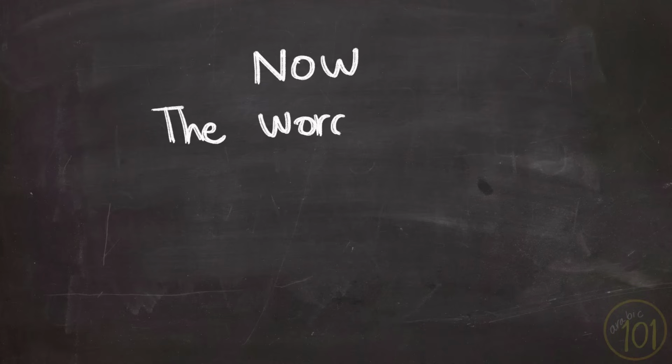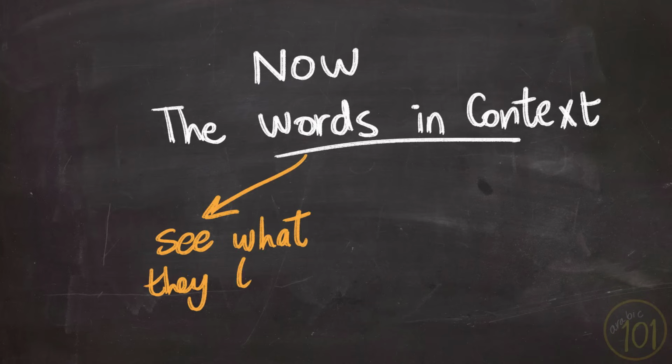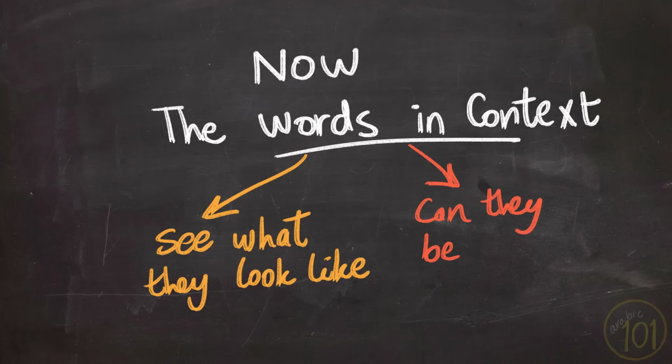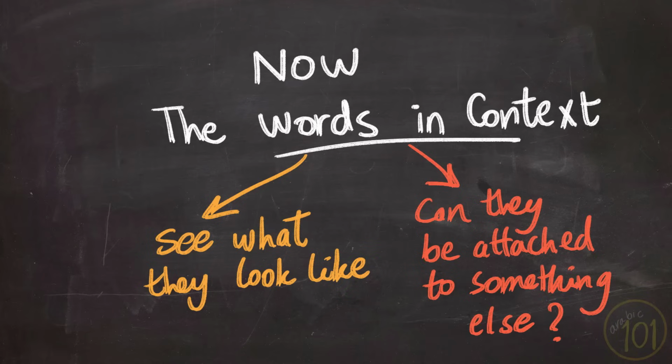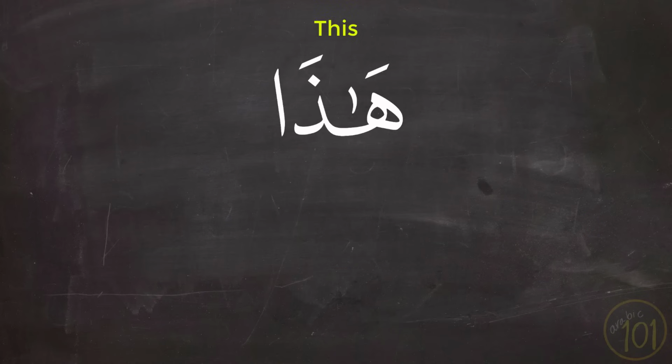Now let's look at these words one more time, but this time is gonna be in the Quranic context. The purpose of doing this is to show you how the word looks in an ayah and see what it looks like when it is attached to something else. And of course, it will be the first time you will make sense of your first words in the Holy Quran. هذا.